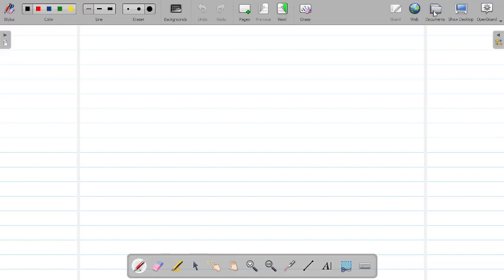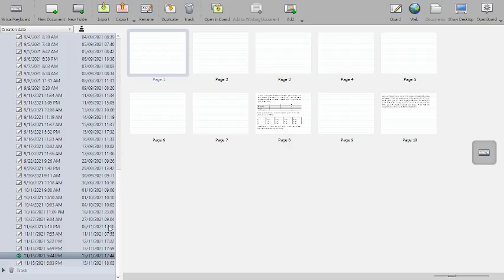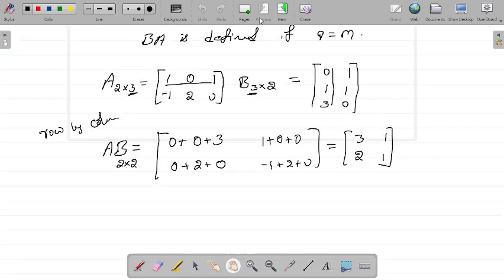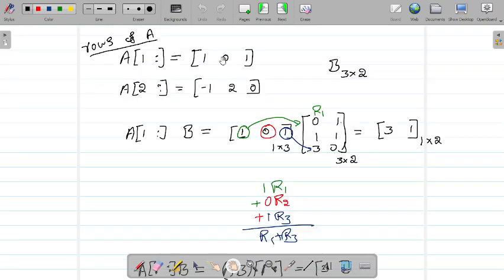So let me quickly recall yesterday's last class. We discussed matrix multiplication, right? Row by column, that is the usual matrix multiplication you learned. And we specified how to write rows of a matrix, and we have seen how to multiply a matrix with the help of rows.